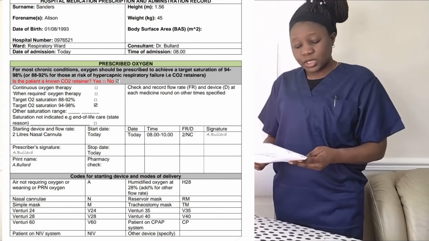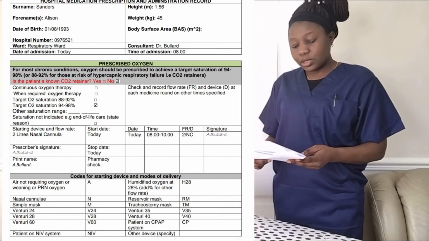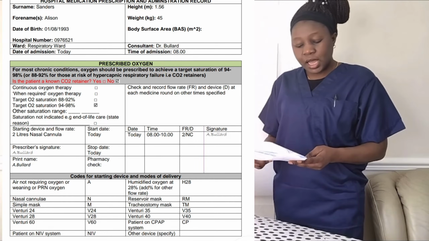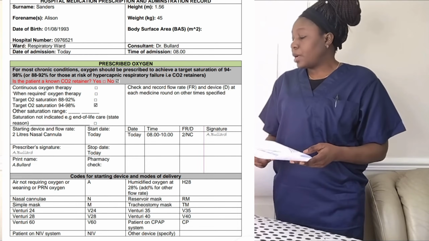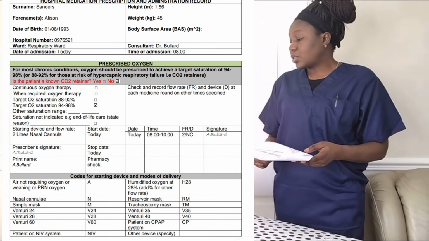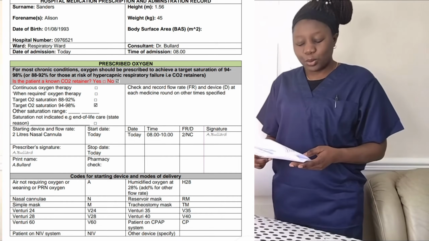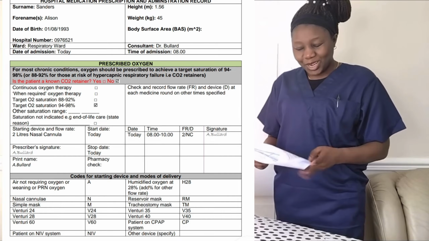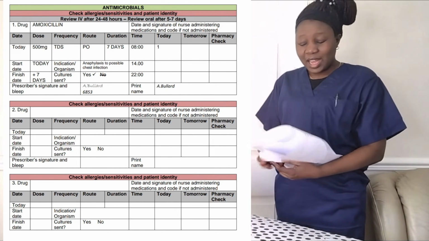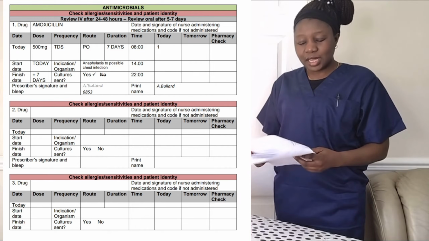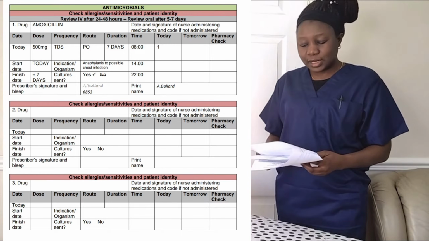On prescribed oxygen, Alison is not a CO2 retainer and the target oxygen saturation is 94 to 98%. Assessor, could I please confirm my patient's oxygen saturation is 98%? Oh, okay, thank you. All right, so I move on to the next page, and I can still confirm I have the chart for Alison Sanders with date of birth 1/8/1993.